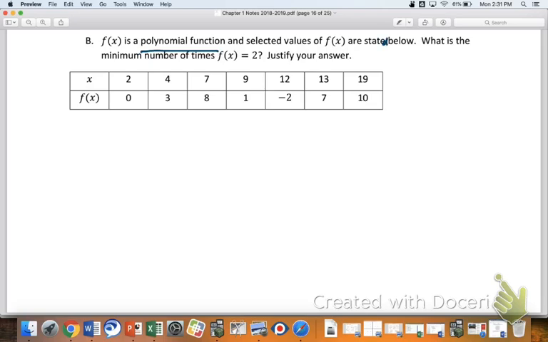Sorry about the typo. There we go. Below, what is the minimum number of times that f of x must equal 2? We've got to give some reasoning to justify ourselves, like write a sentence or two to justify it. And I would like for you guys to try this. Ready, set, go. Yes, I know. Challenging. Is this tough?